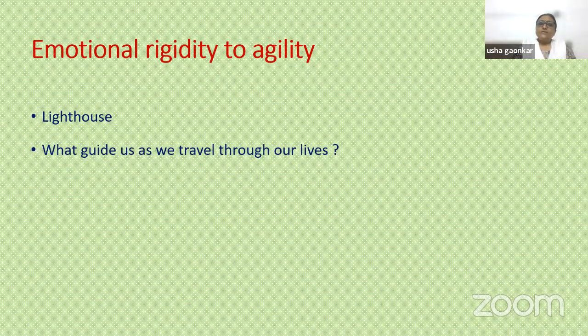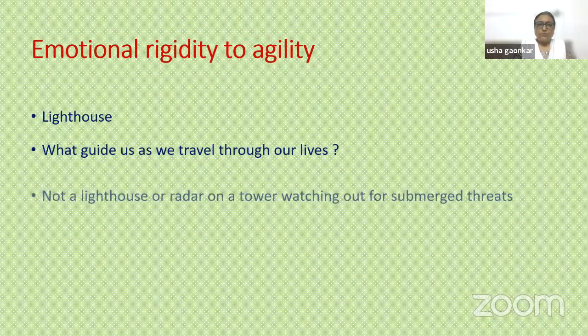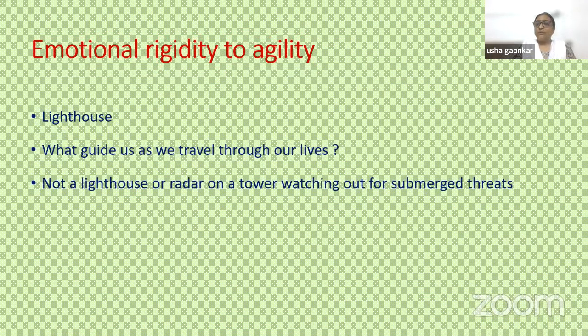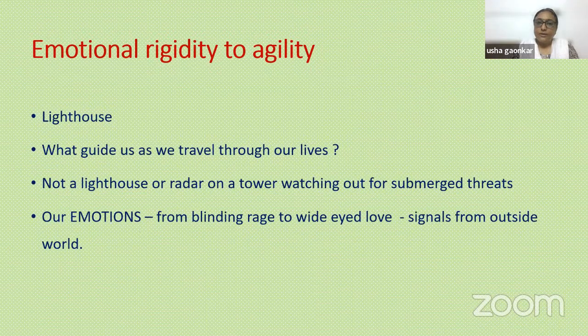All right. So what guides us as we travel through our lives? Now, it is not a lighthouse. We don't have a radar on our tower watching out for any kind of submerged threats. Underground there is a lot of threat, and you need to be attentive and careful. So here, the lighthouse, which is a guide, is our emotions. It could be rage to love. These are all signals from the outside world that we need to act upon.